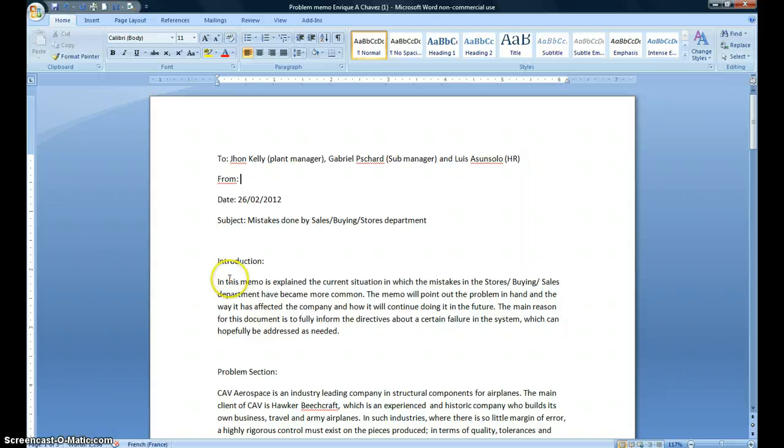But in this memo is explained the current situation in which the mistakes in the store buying sales department have become more common. The memo will point out the problem in hand and the way it has affected the company and how it will continue doing it in the future. The main reason for this document is to fully inform the directives about a certain failure of the system, which can hopefully be addressed as needed. Now, despite some of the ESL issues, this is a good introduction. It says what the memo's for, it gives its purpose, it forecasts what will happen.